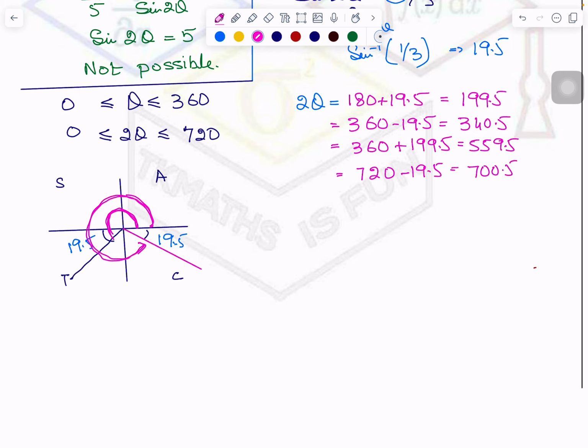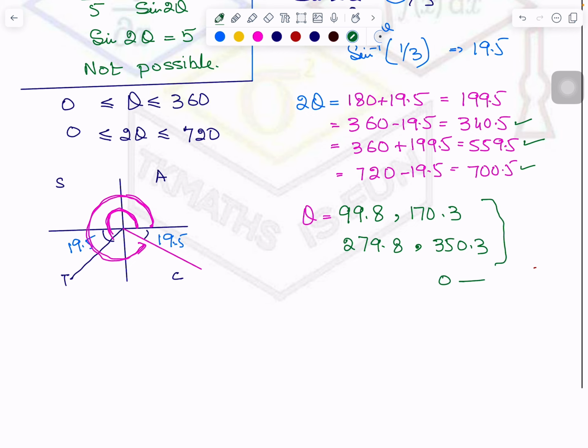All these angles are equal to 2 theta. I have to find the angle for theta. So now I will divide all these answers by 2. 199.5 divided by 2 is what? 99.8. I am writing the answer to 1 decimal place. Angles are always given to 1 decimal place. Now 340.5 divided by 2 is what? 170.3. Then 559.5 divided by 2 is what? 279.8. And 700.5 divided by 2 is what? 350.3. So this is how you will get all your answers. And if you see, finally, all your answers are lying within the range of 0 to 360, which was the actual question. So I hope you understood.